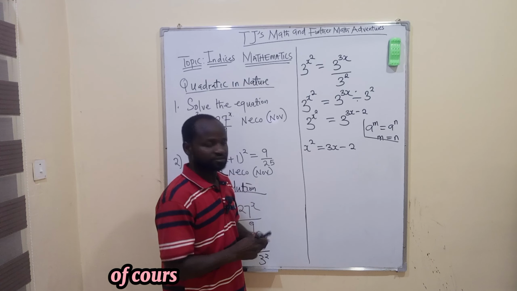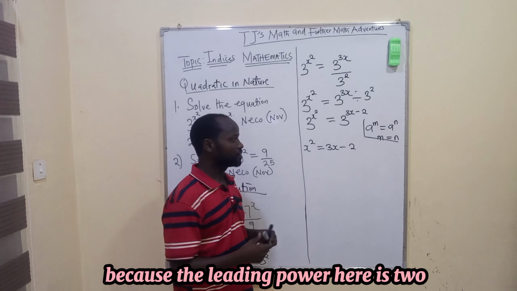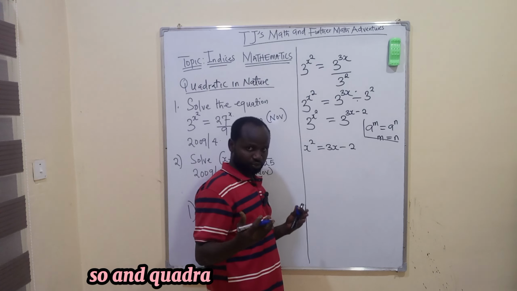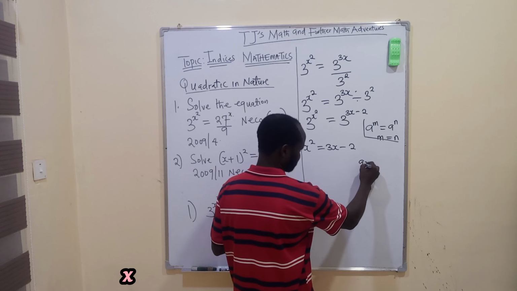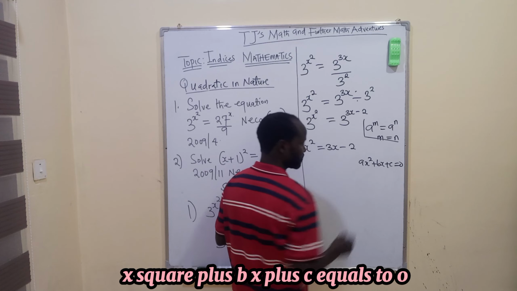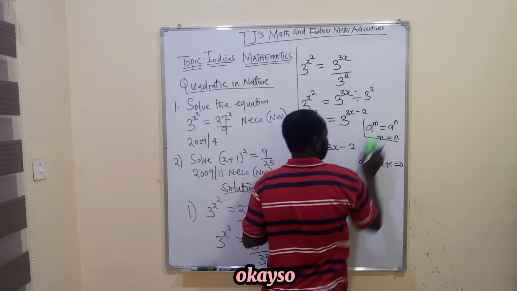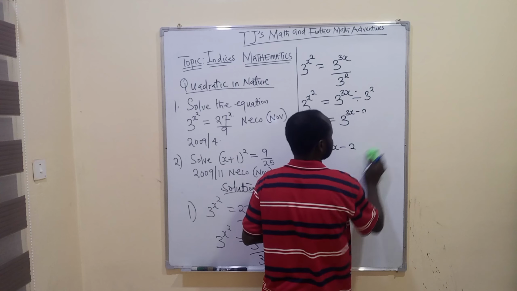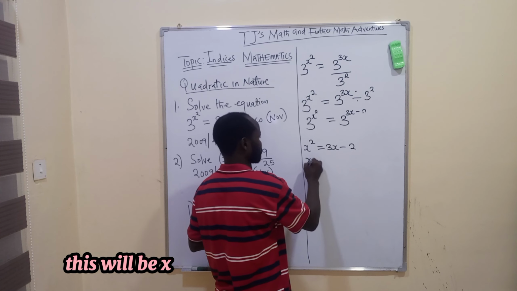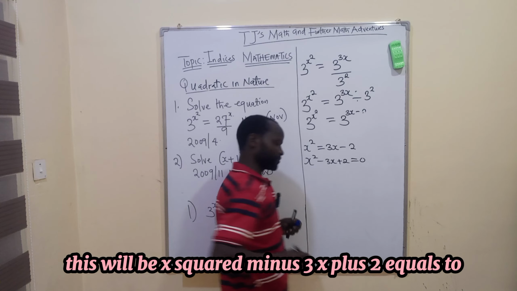Of course, this is a quadratic equation because the leading power here is 2. A quadratic equation is of the form ax² + bx + c = 0. So we have to write this in this form. Okay? So let's write this now. This will be x² − 3x + 2 = 0.